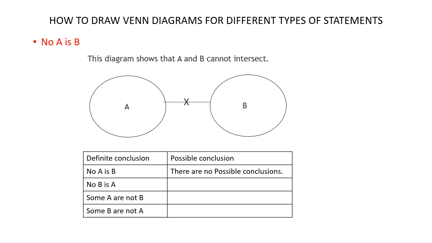Now, let's move on to possible conclusions. There are no possible conclusions because it's very clear that A and B cannot intersect. So, there is absolutely no way you can draw a possible diagram to show that A and B can intersect. So clearly here there are no possible conclusions. There are only definite conclusions. No A is B, no B is A, some A are not B, some B are not A. These are the definite conclusions.